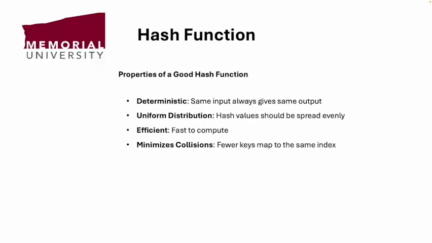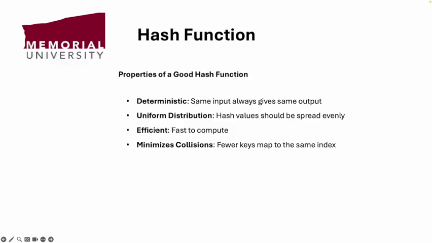Some properties of a good hash function. First, deterministic: the same input always gives the same output. Second, uniform distribution: hash values should be spread evenly, so even though the inputs are very similar, as in the previous example, the outputs are different.